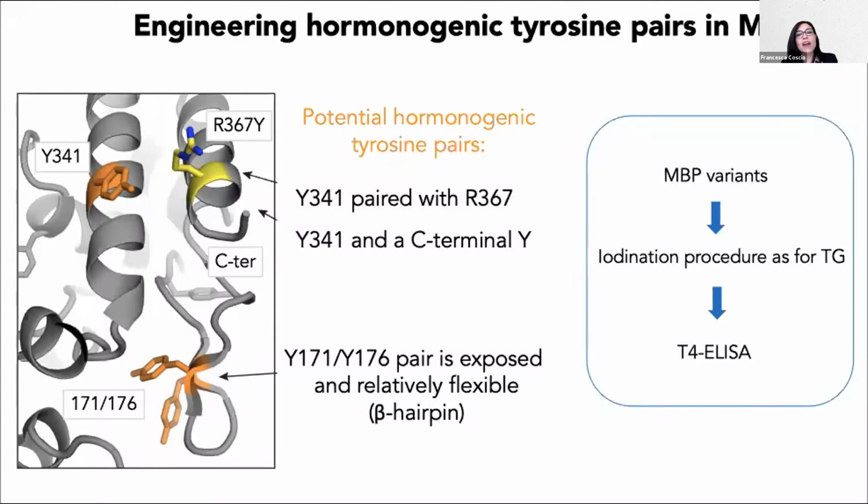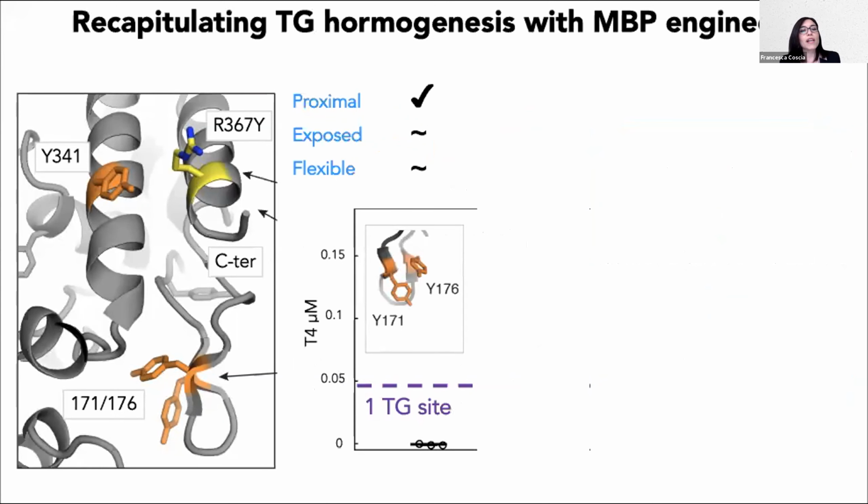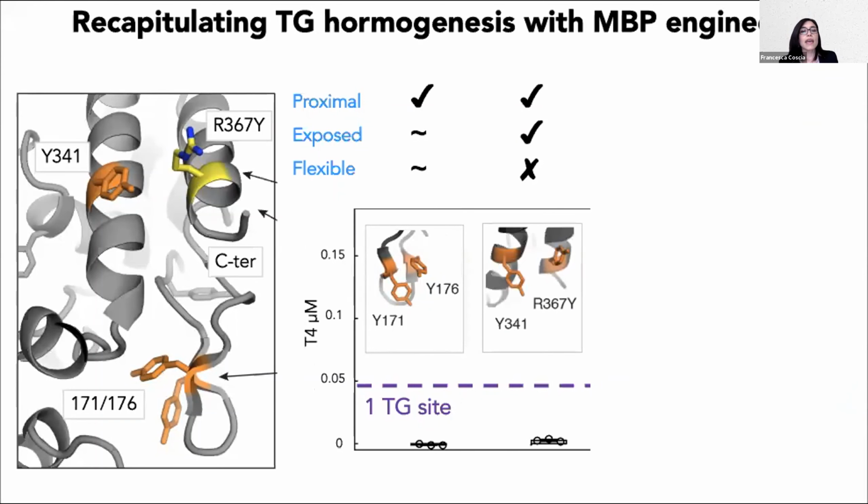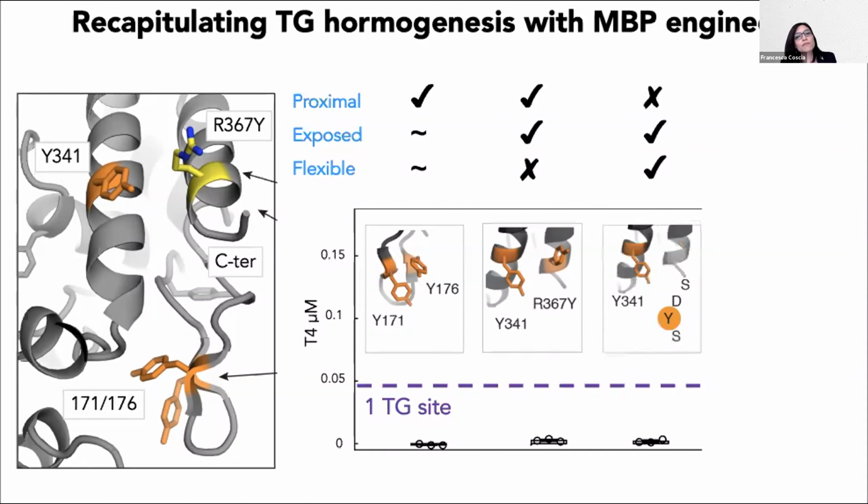So we produced different variants of MBP, and then we tested the T4 production following the same method that we had for TG. For the wild type MBP, we couldn't see any hormone formation. This is probably because the 2 tyrosines are proximal, but not quite exposed or flexible. And the same for these two tyrosines, because they are constrained in rigid alpha helices, so they are proximal, exposed, but not quite flexible. Then we played with flexibility, adding a C-terminal peptide to pair with the Y341.